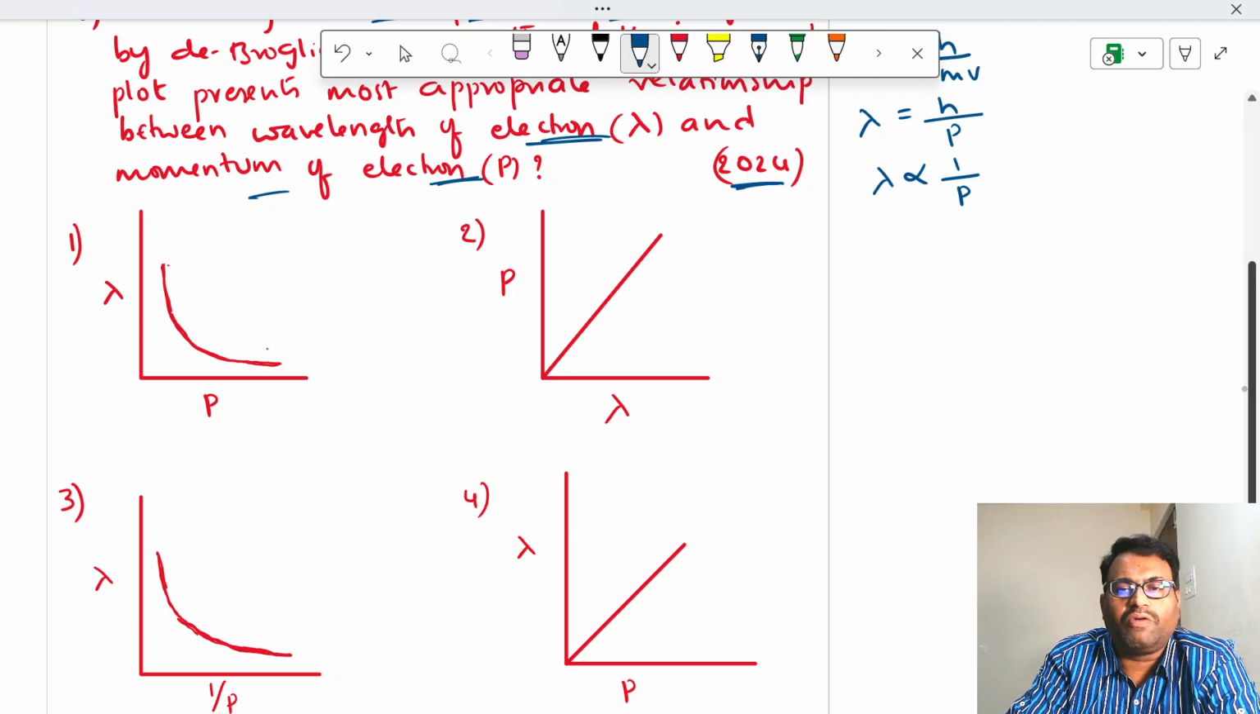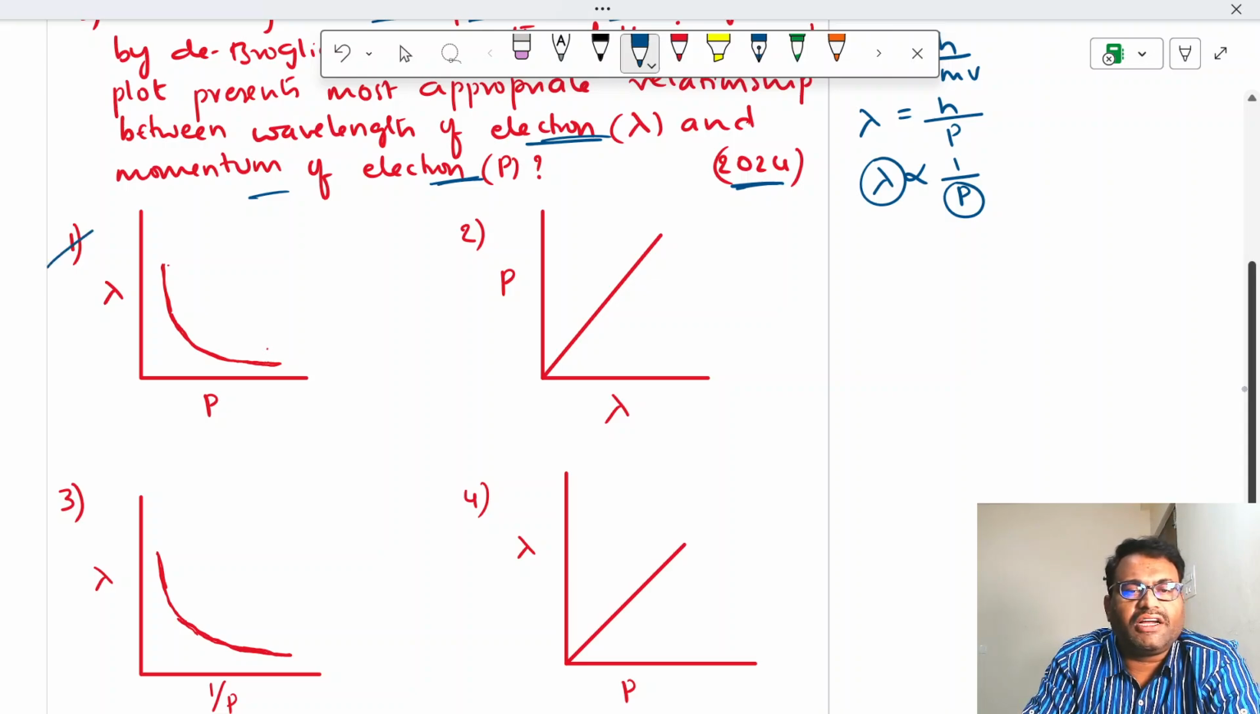When two quantities are inversely proportional and you draw a graph between them, we get a rectangular hyperbola. So this first option is the correct answer, with p and lambda. In the second option, the graph is drawn between momentum and lambda, and these two are inversely proportional, so we don't get a straight line.